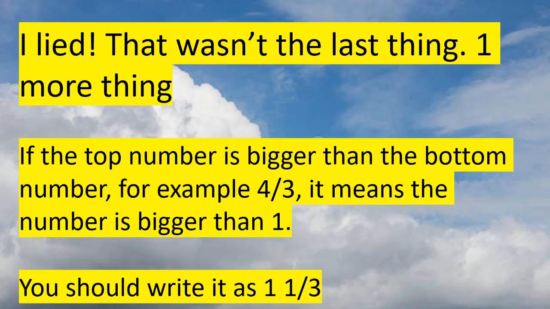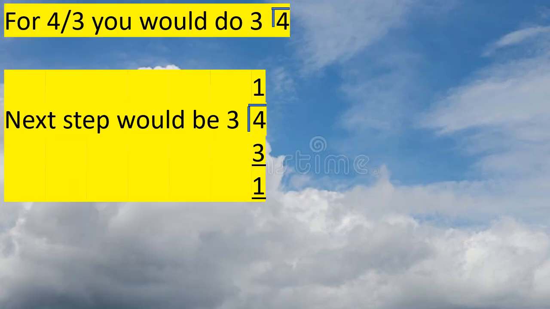So I lied. That wasn't the last thing. One more thing. If the top number is bigger than the bottom number, for example 4/3, it means the number is bigger than 1. And you should write it as 1 1/3. So to do 4/3, you divide 4 by 3. 3 into 4 is 1, and 1 left over.